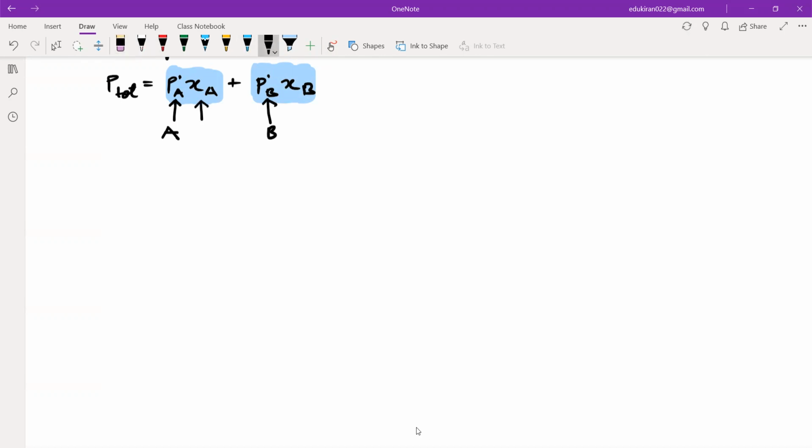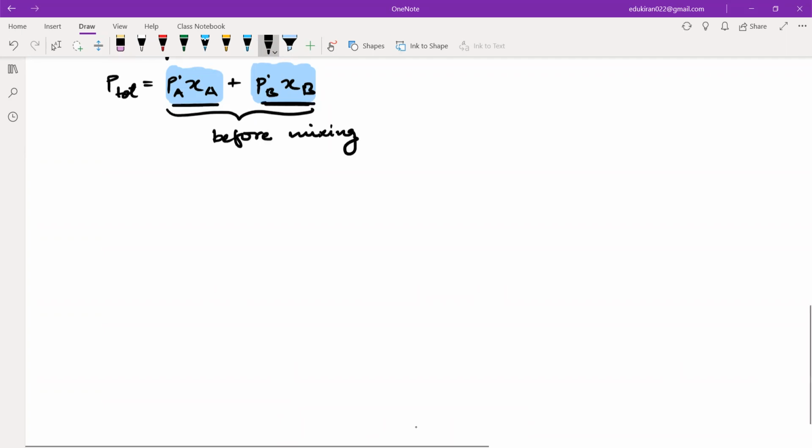Okay, this means A has nothing to do with B, right? They are taking both the things individually, very individually, and I can say that this calculated part tells me about a situation before mixing. Can I say that? Yes or no? Please tell me. We can find out these two values even without mixing, right?